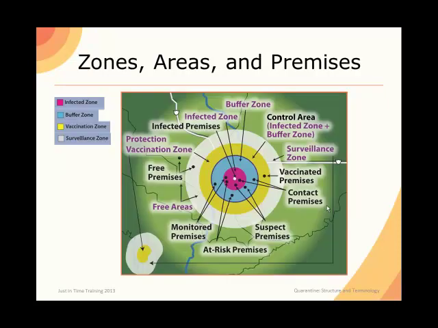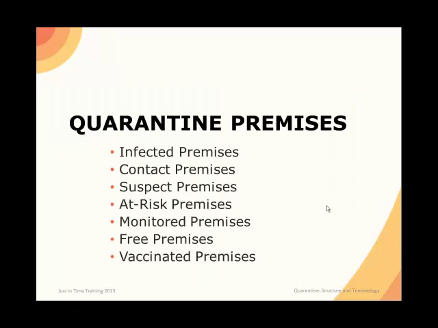This figure shows the various zones, areas, and premises terms that may be used during an animal health quarantine situation. We will discuss each of these on the following slides. Any animal disease outbreak will begin with the suspicion or detection of the disease on a particular premises. Based on the suspicion or confirmation of a disease at a location, a premises will be designated as an infected premises, contact premises, suspect premises, at-risk premises, monitored premises, free premises, or vaccinated premises.